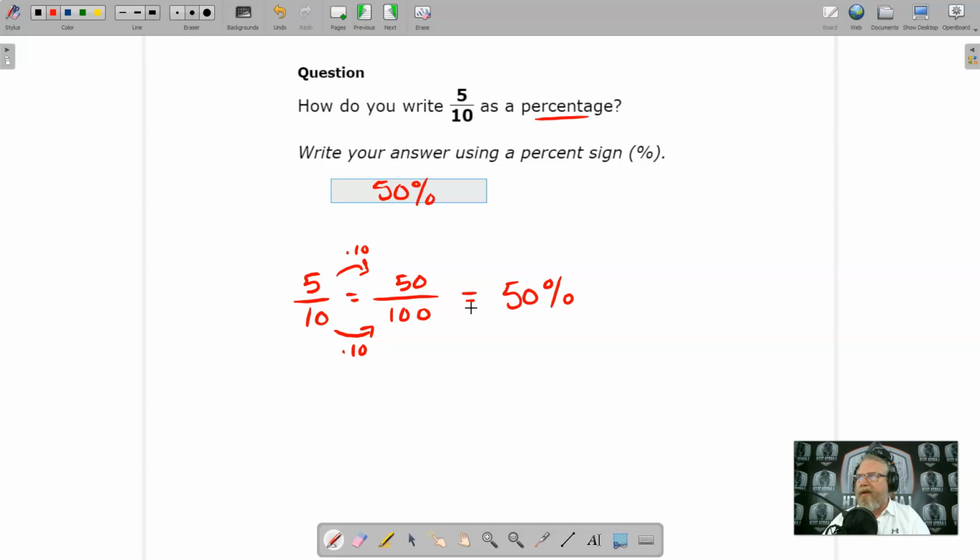Now, another way you could have done this, if you did 5 divided by 10 on a calculator, if you just type in 5 divided by 10, you would end up with 0.5, and then you just change the fraction into a decimal. Now, if you're going from decimal to percent, right, you need to go from left to right, so move the decimal over 2 places, throw a 0 on the end, throw up your percent sign, and you would still have that same 50%.